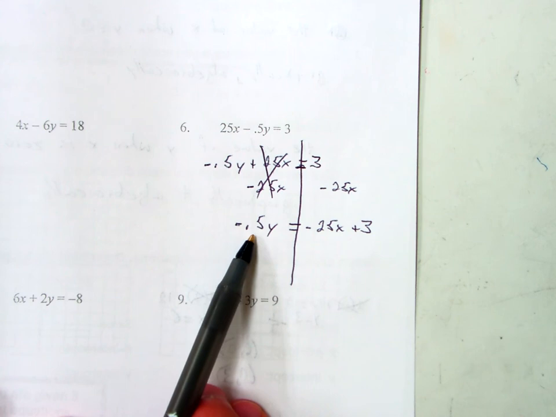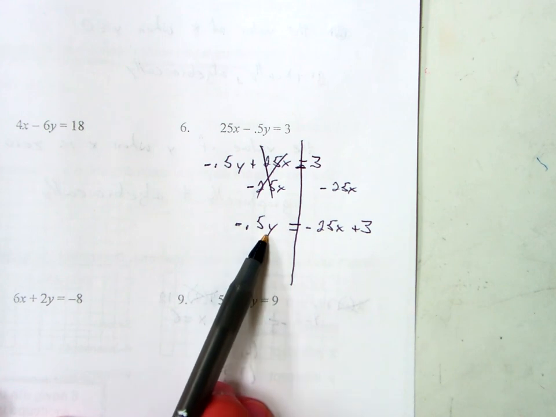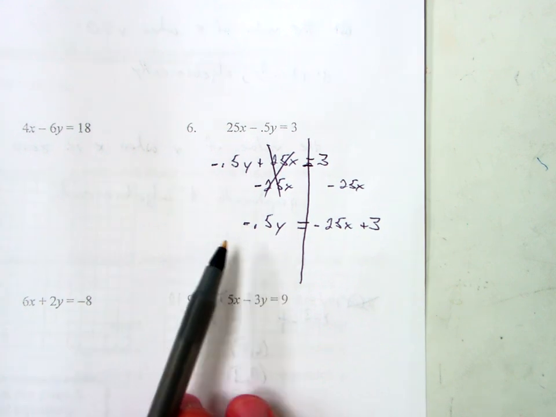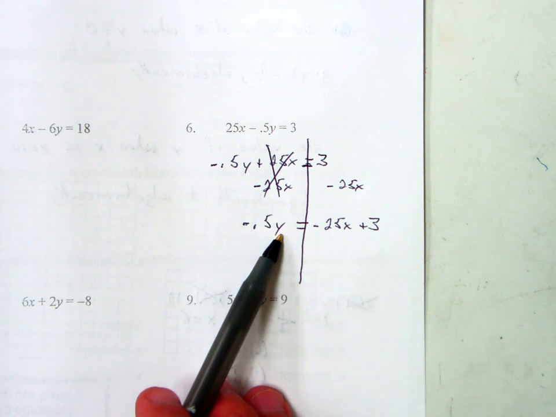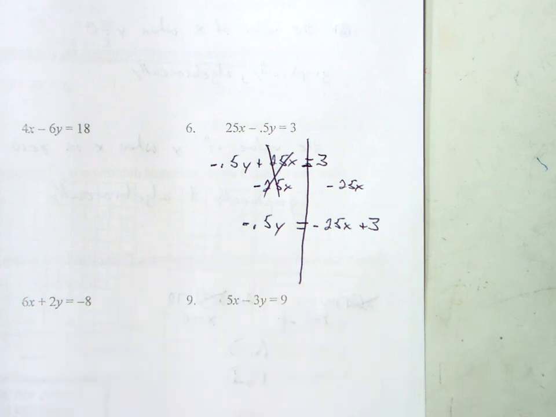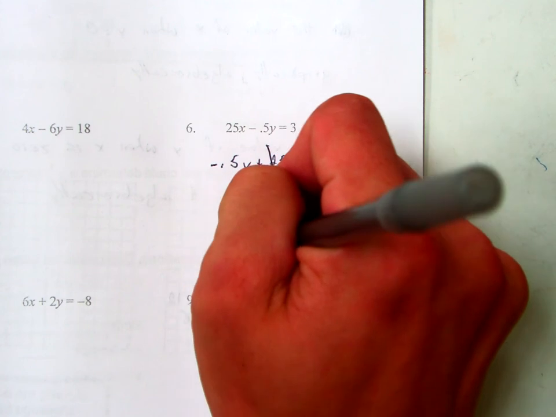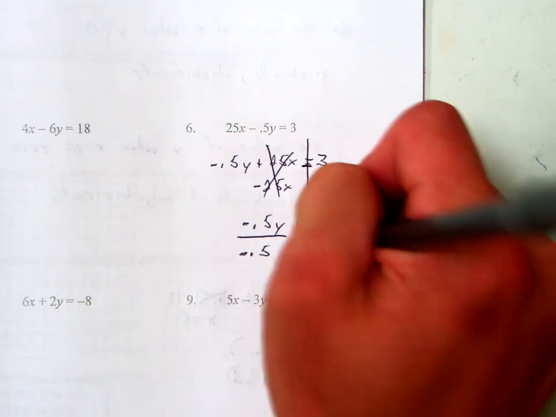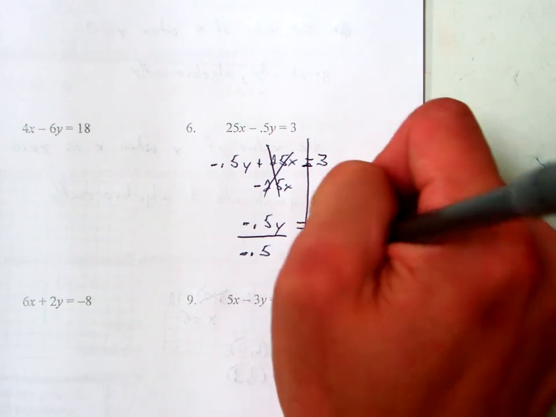Last thing, what is that negative 0.5 doing to the y? It's multiplying by the y. So I need to get rid of it by dividing. Again, I would say this by saying negative 0.5 times y. I'm going to get rid of that by dividing it. So divide everything by negative 0.5.